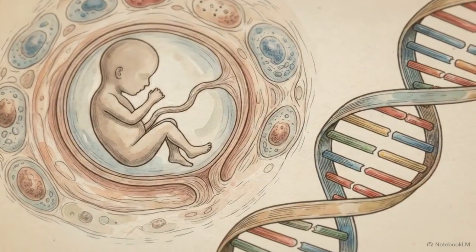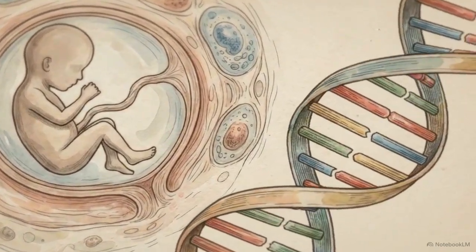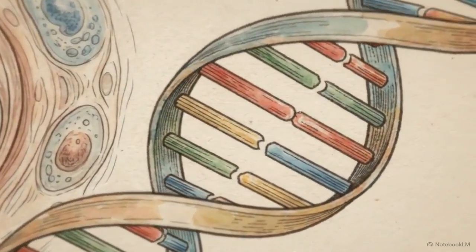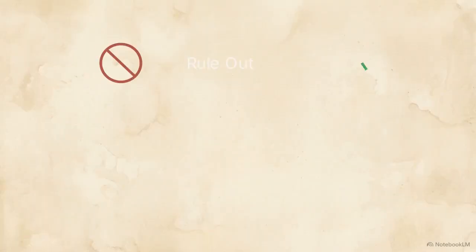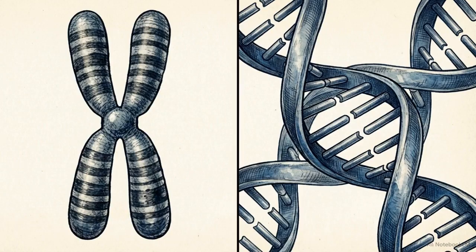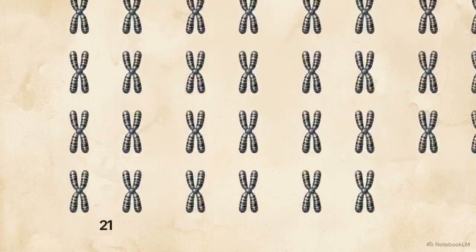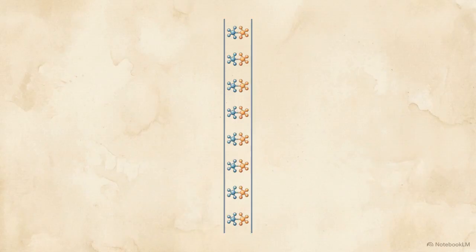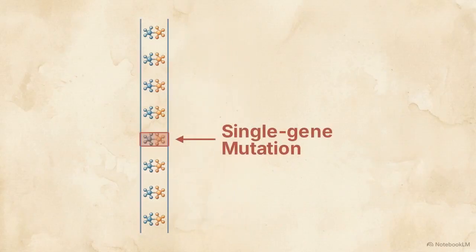The core objective of genetic testing is precise: to identify changes in chromosomes, genes, or proteins to confirm a diagnosis, rule one out, or determine the statistical chance of passing on a specific disorder. But the physical scale of these disorders varies. An anomaly could be a massive whole chromosome error, like the extra copy of chromosome 21 that causes Down syndrome, or it could be a microscopic single gene mutation, like the specific error that causes sickle cell anemia.